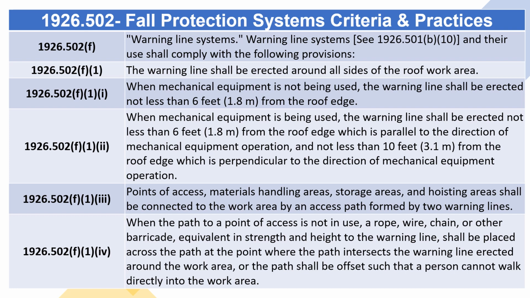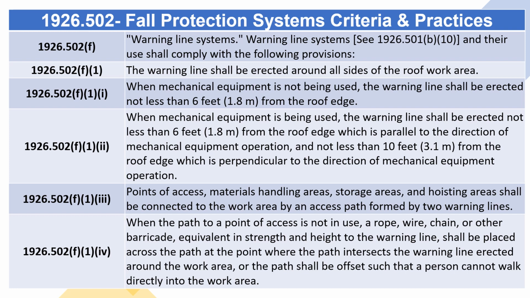1926.502(f)(1) through (f)(1)(4). The warning line shall be erected around all sides of the roof work area. When mechanical equipment is not being used, the warning line shall be erected not less than 6 feet, 1.8 meters from the roof edge. When mechanical equipment is being used, the warning line shall be erected not less than 6 feet, 1.8 meters from the roof edge which is parallel to the direction of mechanical equipment operation, and not less than 10 feet, 3.1 meters from the roof edge which is perpendicular to the direction of mechanical equipment operation.